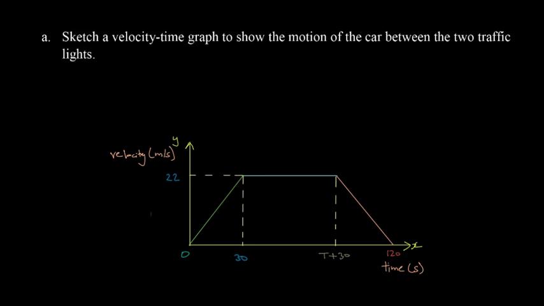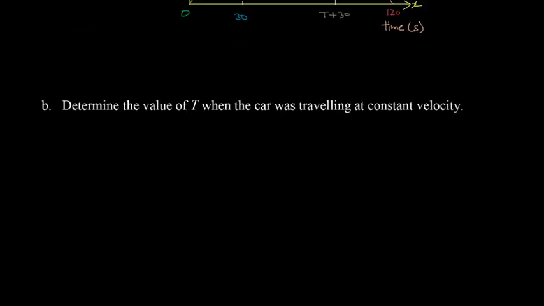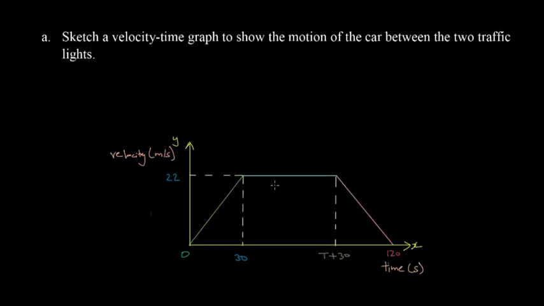So let's see what's next. It says now we're to determine the value of t when the car was traveling at constant velocity. So we need to know the time, right, during this interval. Let's just make it a shaded area. Now, if we know the distance traveled here, we can actually find the time, because we're going to know the velocity. And the velocity is constant, so it's 22 meters per second.